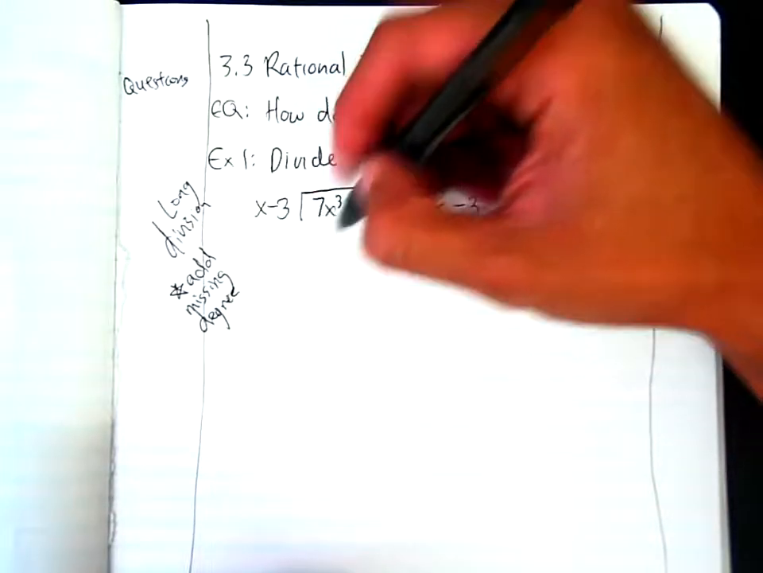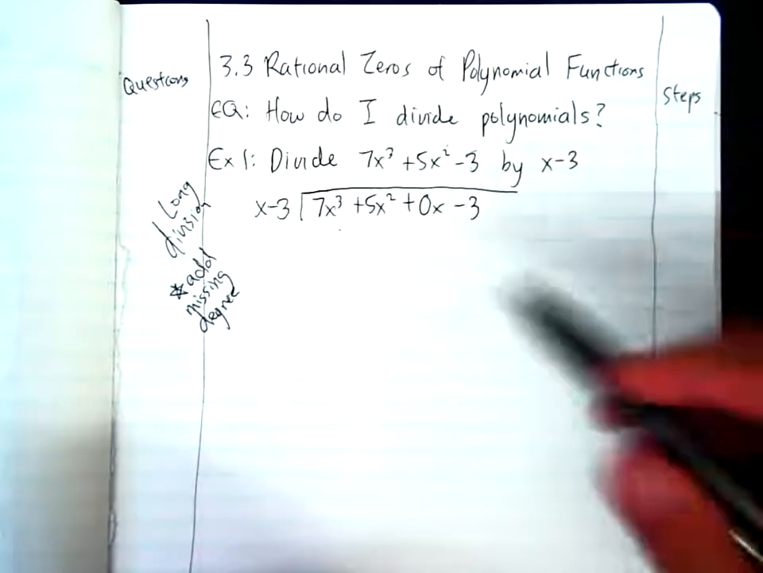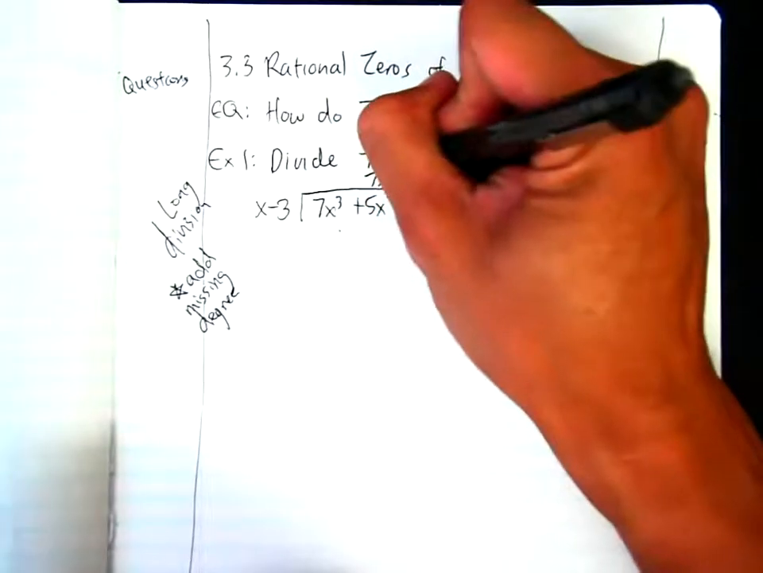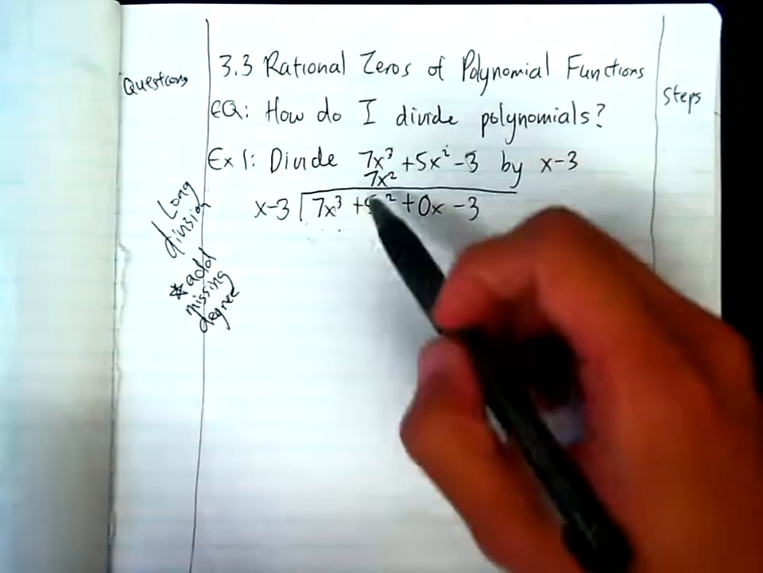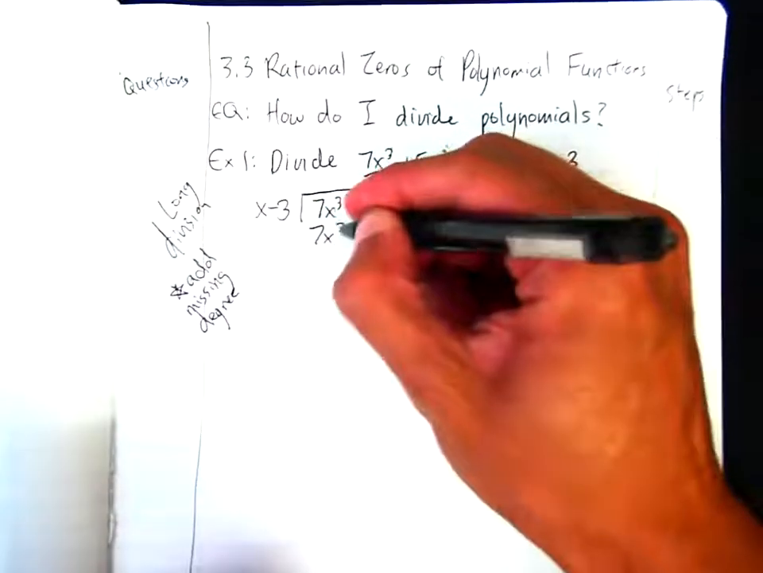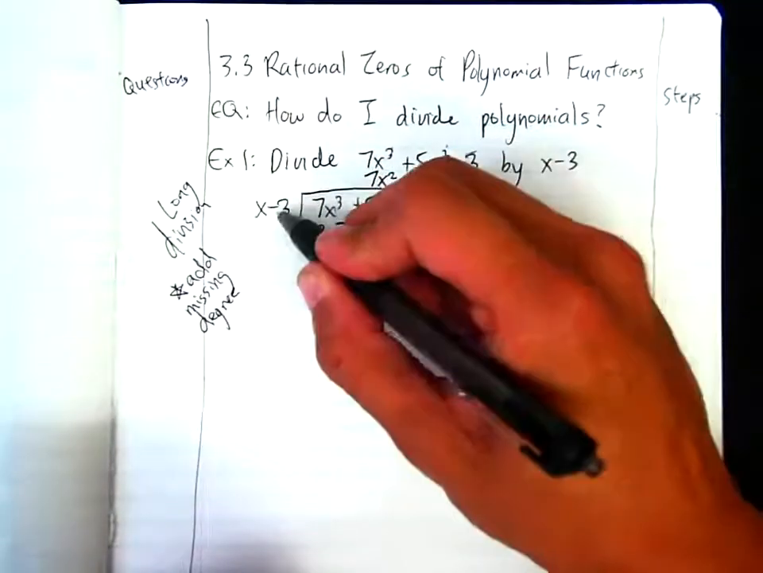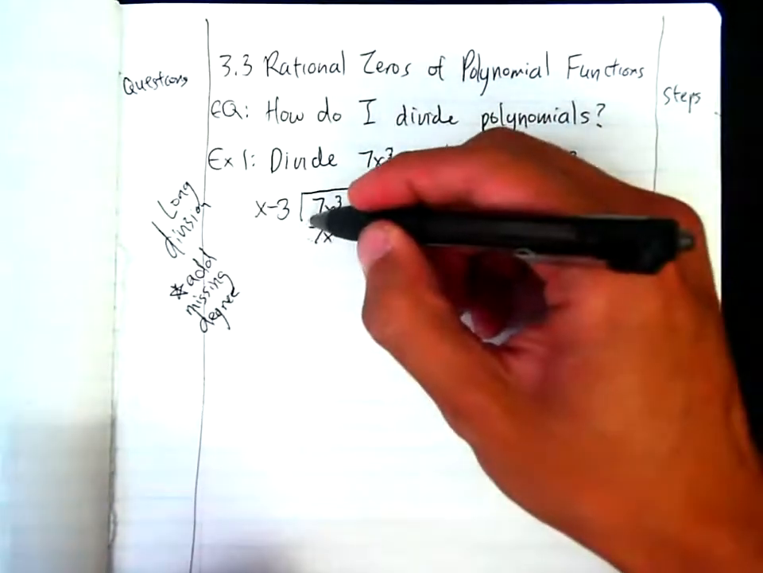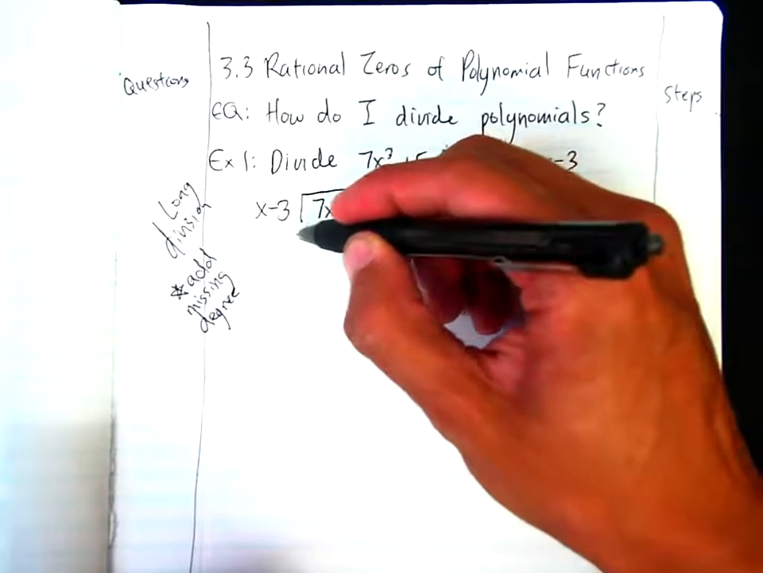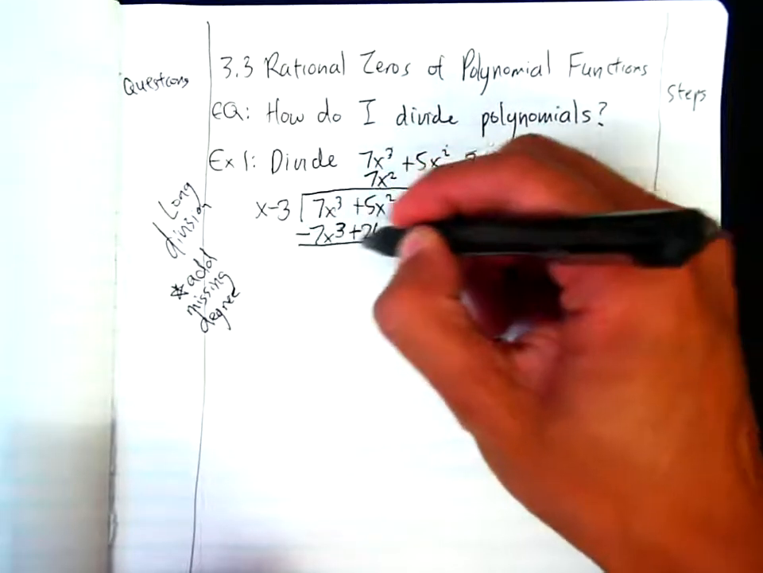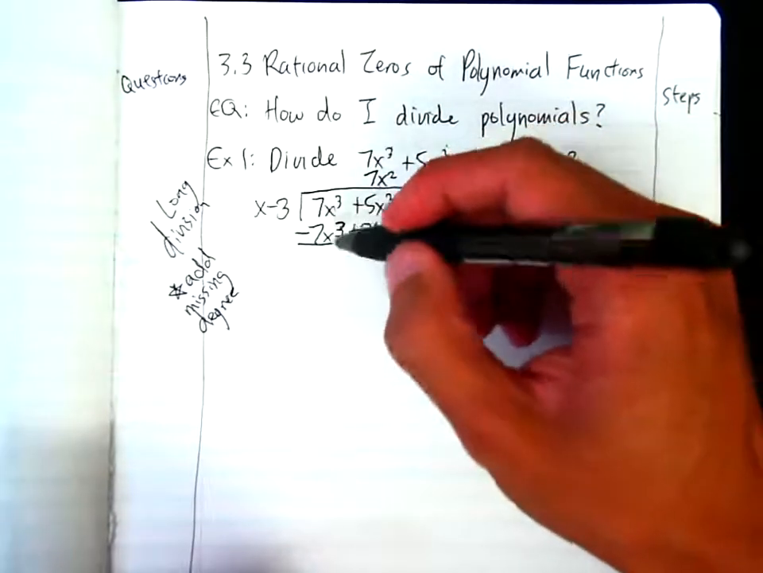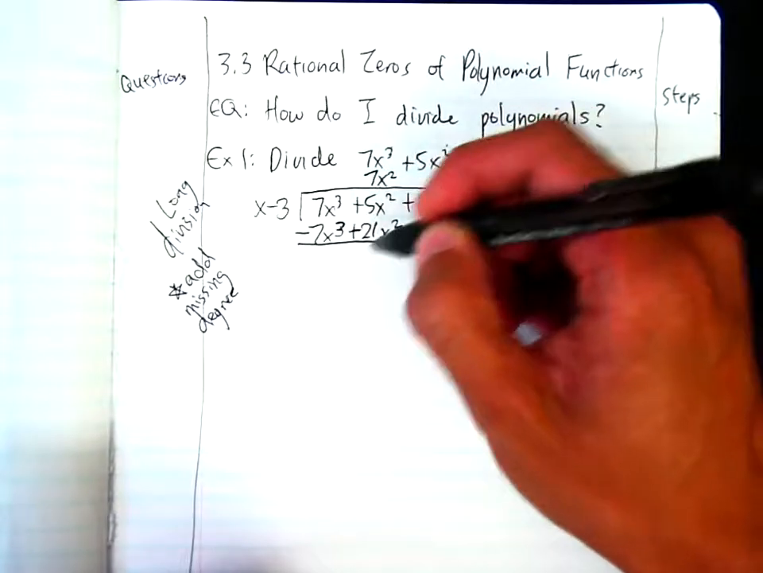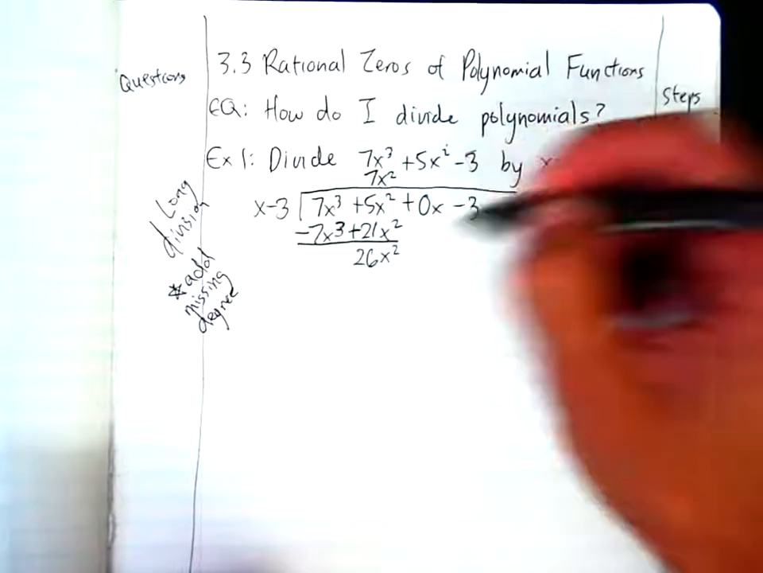So my goal is to get 7x cubed right here. In order to get 7x cubed, I have to multiply x by 7x squared. So 7x squared times x is 7x cubed. 7x squared times negative 3 is negative 21x squared. And if you remember, I'm actually subtracting, so I'm going to change each sign. And then I'm going to add. So 7x cubed minus 7x cubed is 0. 5x squared plus 21x squared is 26x squared.